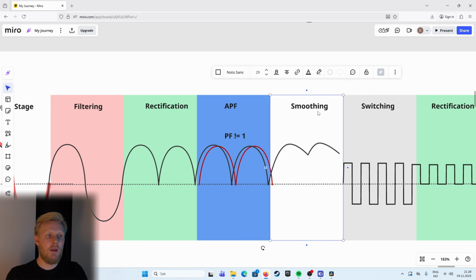Then we have a smoothing stage, which again uses capacitors in order to have a DC signal. So in this case, we have a DC signal. You see the capacitor charging and discharging.